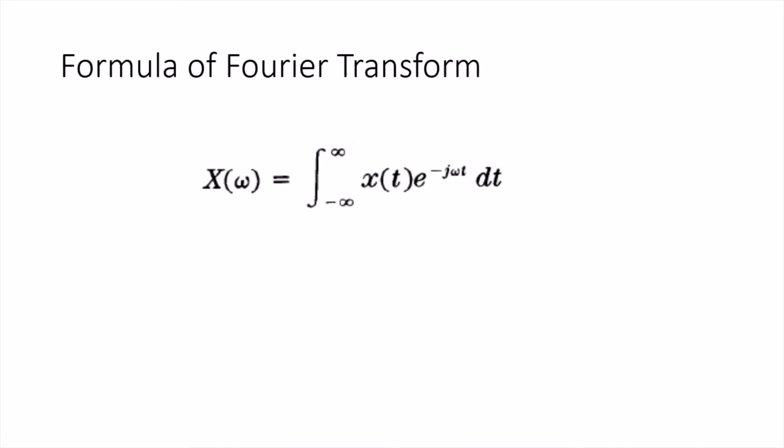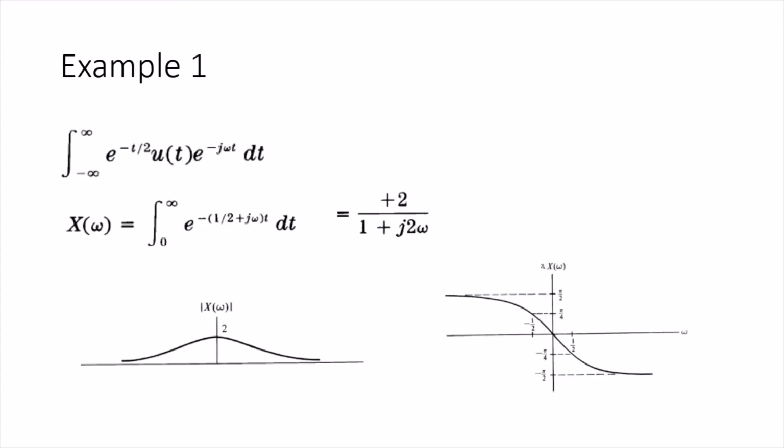And today in this video we try to solve 2 examples of Fourier Transform, and one is for the inverse Fourier Transform. So let's go to the first example. We have an example where x of t is equal to e raised to minus t over 2 times u of t. So that is basically integral minus infinity to infinity, and that is our signal x of t, e raised to power minus j omega t dt.